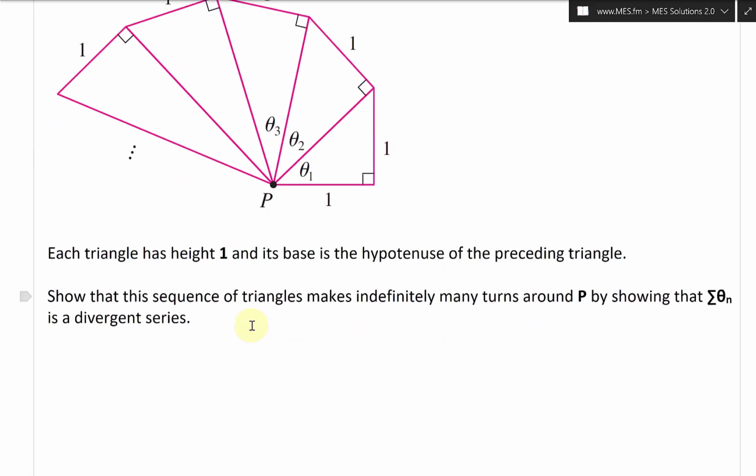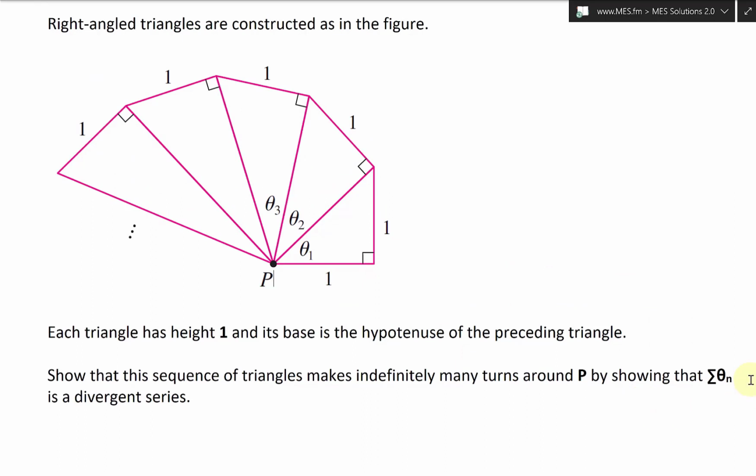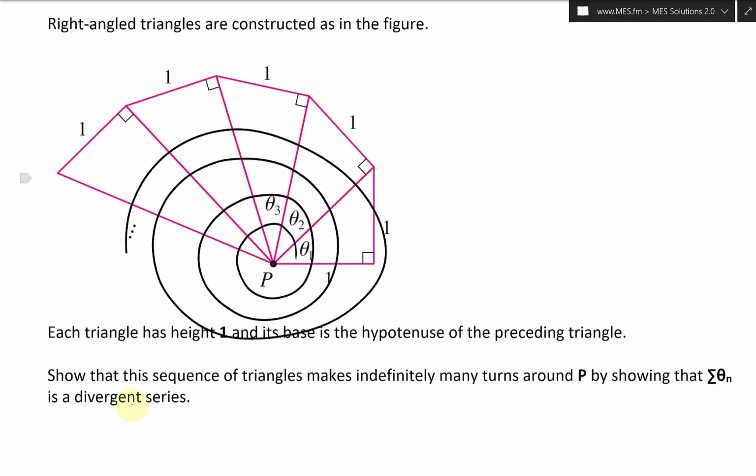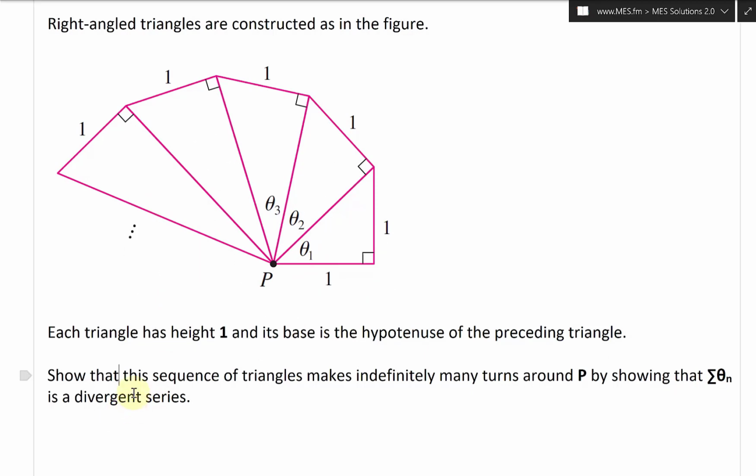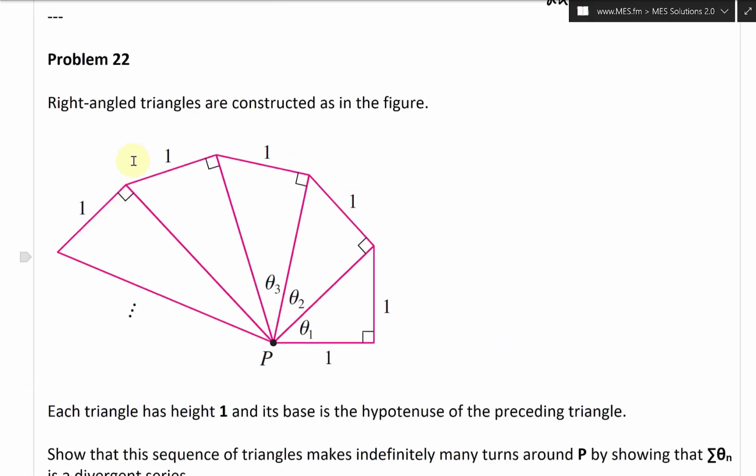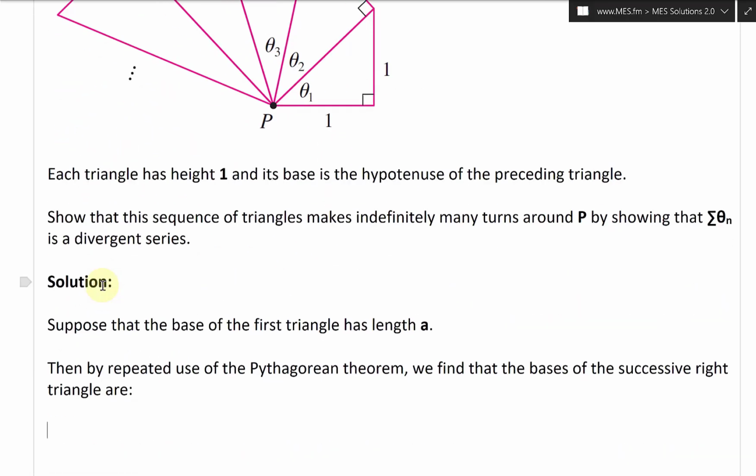And show that this sequence of triangles makes indefinitely many turns around P by showing that the summation of this angle, theta sub n, is a divergent series. In other words, it can turn an infinite amount because the angle keeps getting bigger and bigger as you're rotating around. Alright, so now let's take a look at the solution. And the solution goes from here.